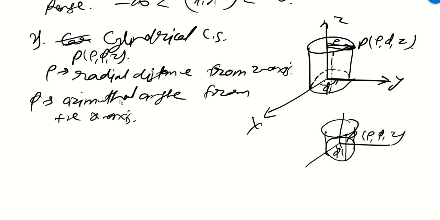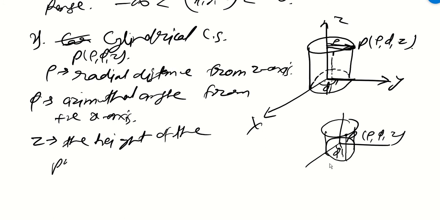Now you don't go by names and all. We don't need to know whether it is azimuthal angle or elevation angle. Just remember that the angle is made from positive x axis by the point. So if you see here, what is the angle made? Phi. So phi is the angle made from positive x direction. Next, the other point is z. So z is the height of the point along the z axis.